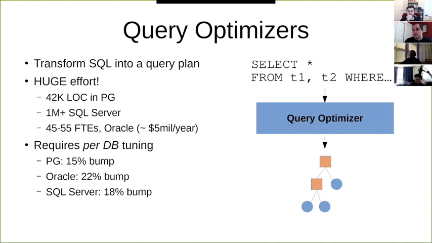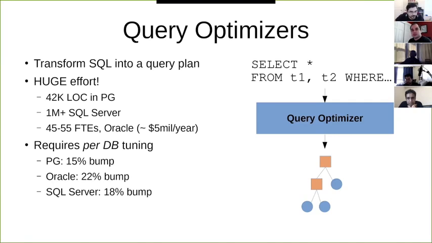So query optimization as a problem is essentially the task of transforming a SQL query, like the one on the right, into an execution plan, into something that the database execution engine will actually execute in order to produce the query's results. In general, these things are massive efforts. In Postgres, which is the state-of-the-art open source SQL database, there's around 42,000 lines of code just in the optimizer. In SQL Server, which is one of these state-of-the-art commercial systems, there's over 1 million lines of code just for the query optimizer, which is enormous.